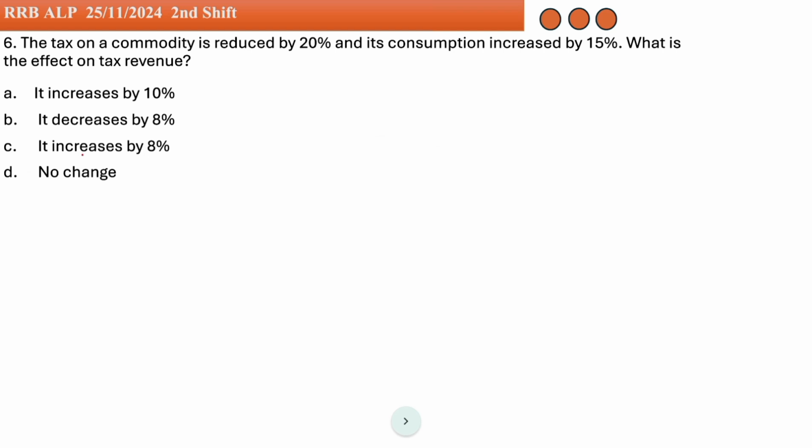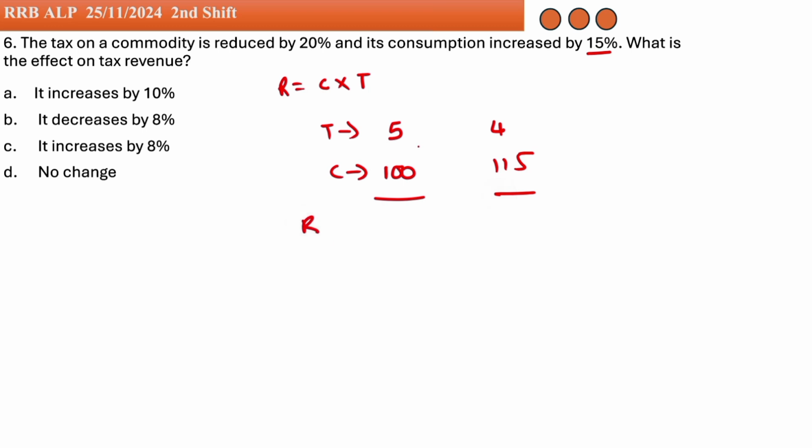Next question. The tax on a commodity is reduced by 20% and its consumption increased by 15%. What is the effect on tax revenue? Tax revenue is equal to consumption into tax. So here tax is reduced by 20%, means initially it was 5, now it becomes 4. Now consumption increased by 15%, that is initially 100, now it becomes 115. So multiplying both of these we get revenue.